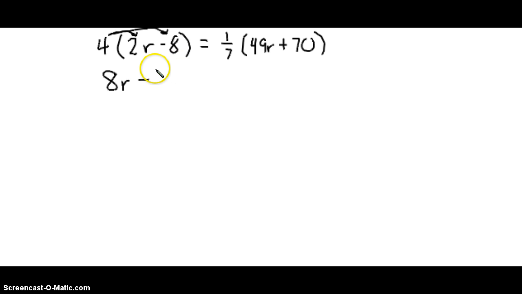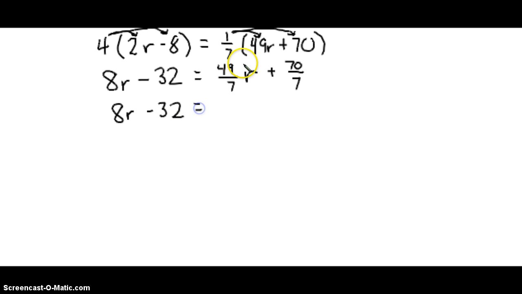which is going to end up being minus 32, equals, let's distribute this here, 1/7 distributed to the 49r, 1/7 distributed to the 70 is going to give us 49 times 1/7, which is 49 over 7r, plus 70 times 1/7, which is 70 over 7. We get 8r minus 32 equals 49/7 is actually 7r, plus 70/7 is going to give us 10.